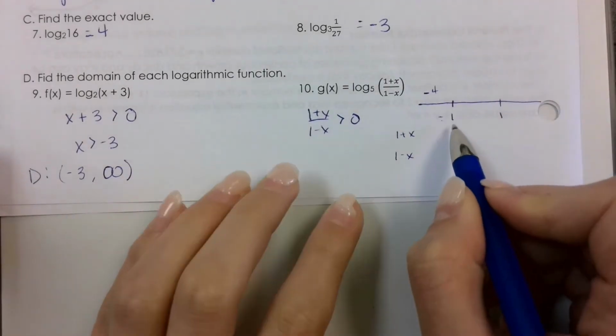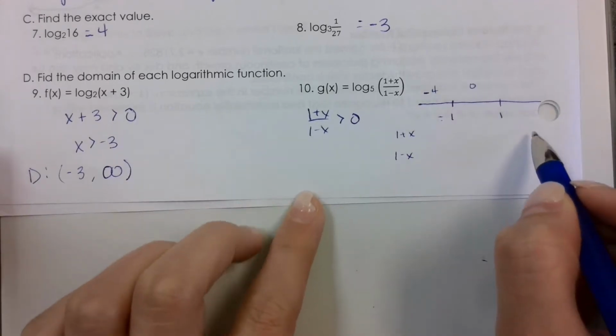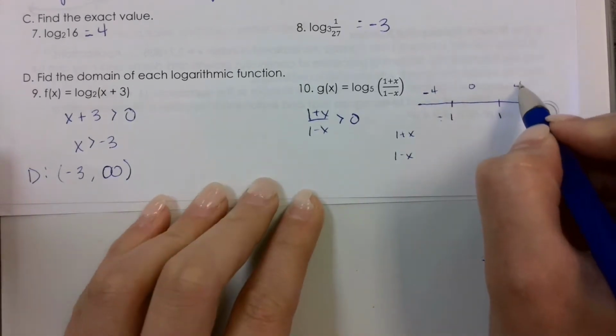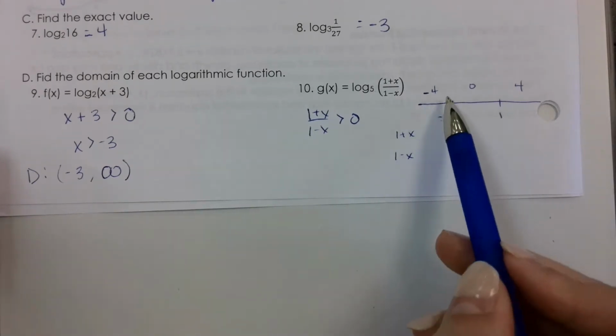-1. What are values that are going to make your denominator be 0? +1. So you put those zeros on your sign line. So then we're going to have for 1 plus x, we'll put our signs down here, and then 1 minus x, we'll put our signs below it.